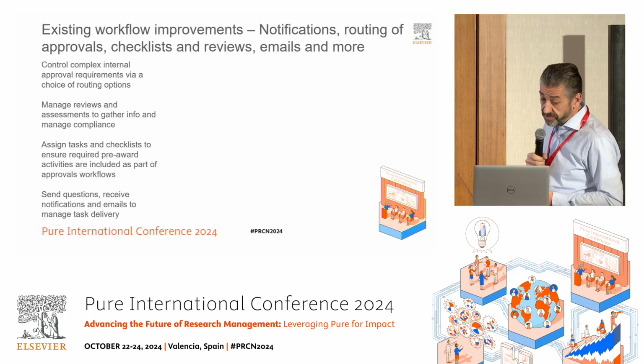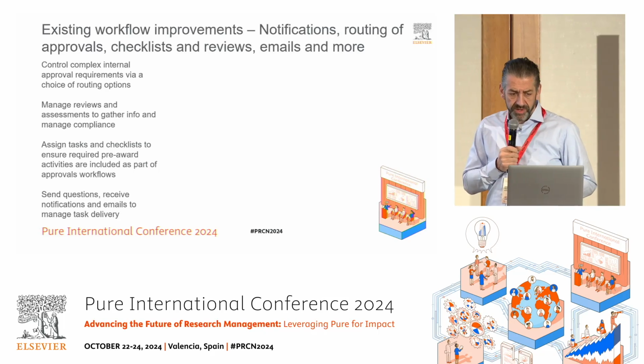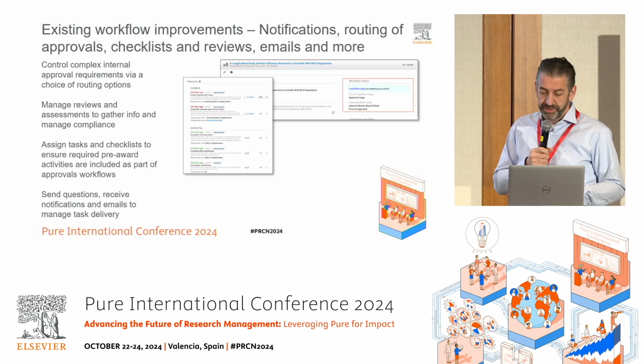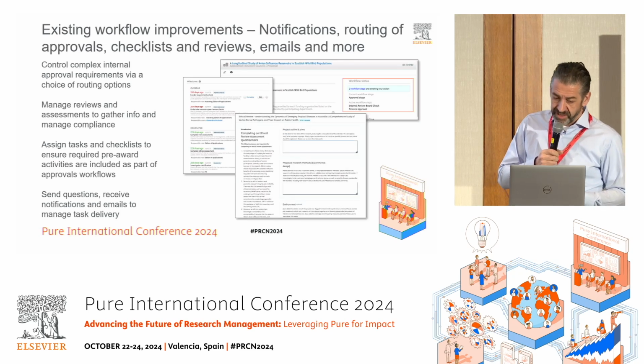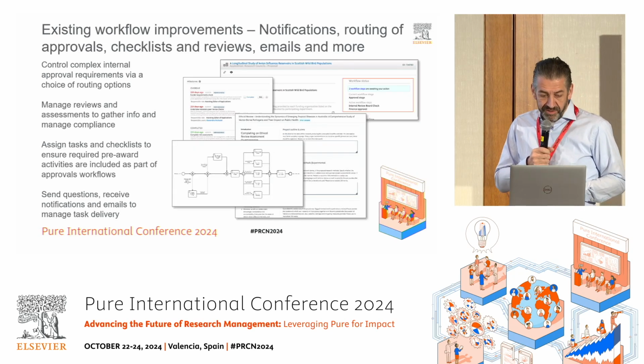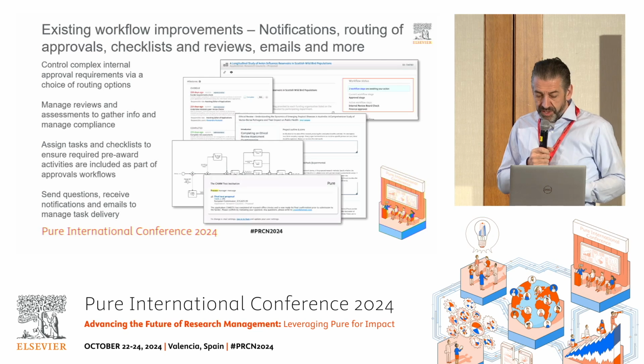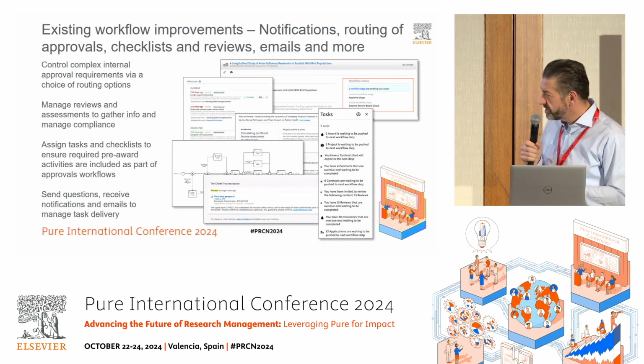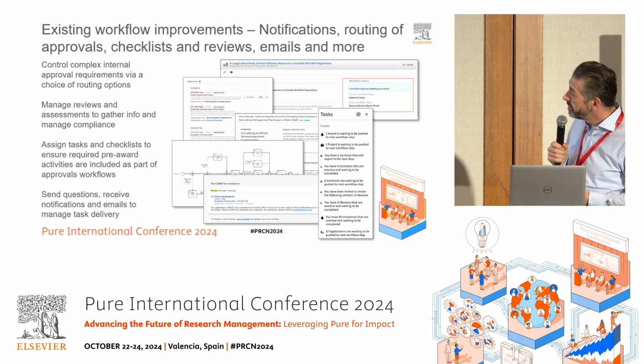So we've done a bunch of stuff obviously around there. I've talked through quite a lot of these. So obviously the ability to control complex internal approvals, your choice of routing options, the milestones, the ability to manage reviews, all those sort of task management, notifications, new email types that come through, et cetera, et cetera. They're all in there, right? So there's a ton of things in there that we've done with it.